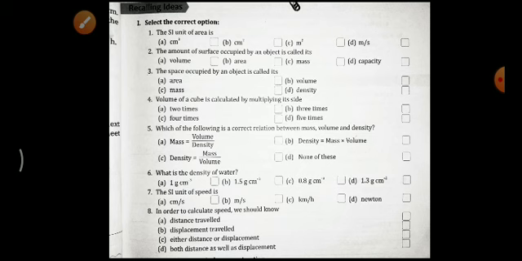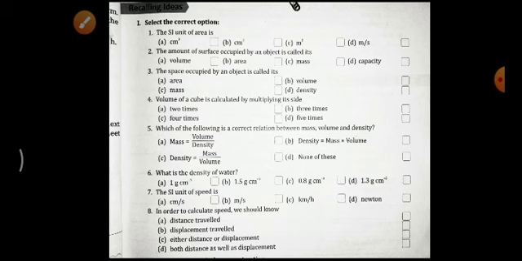Next question, question number 2. The amount of surface occupied by an object is called its what? The options are given: volume, area, mass or capacity. Which one is the correct option? The amount of surface occupied. If it is the amount of surface it is occupying, then that is called area only. Because you know that volume is different, mass is also different and capacity is also different. But area means the amount of surface occupied by an object is called its area.